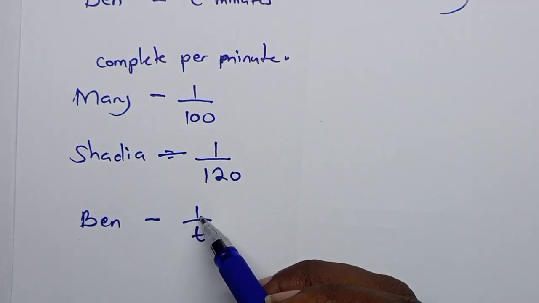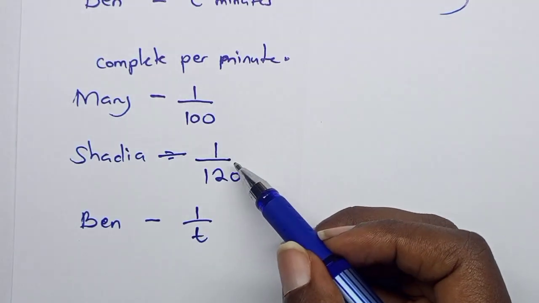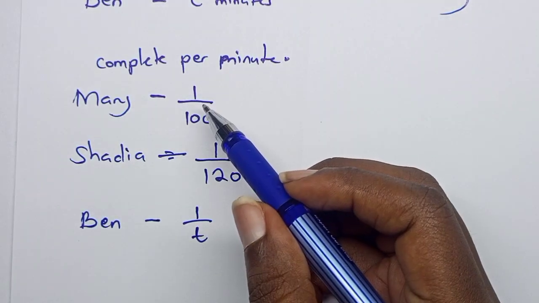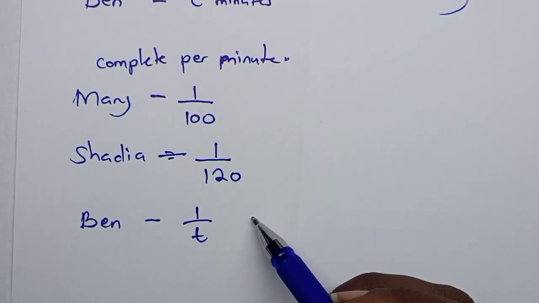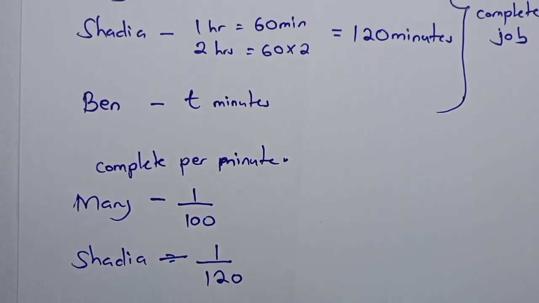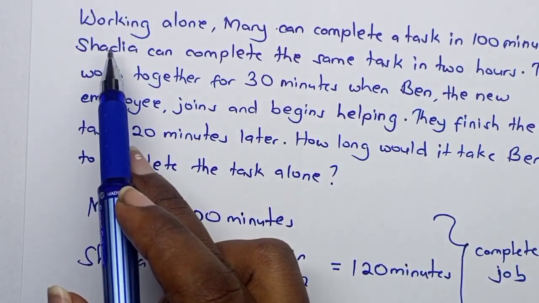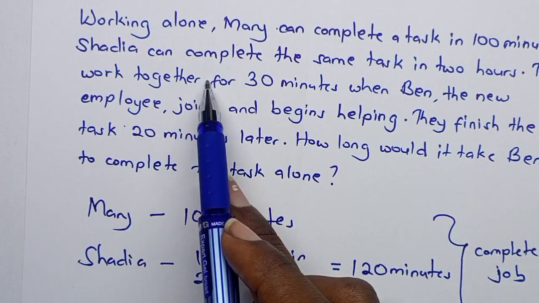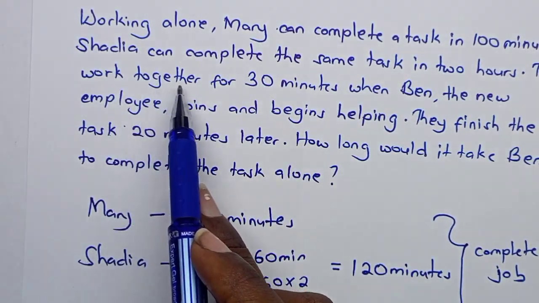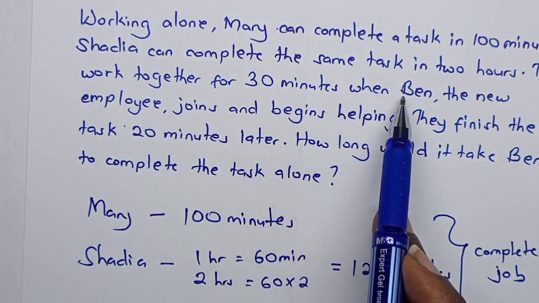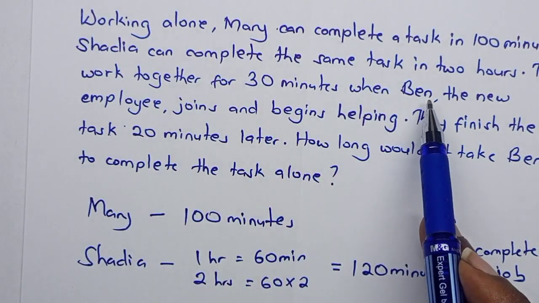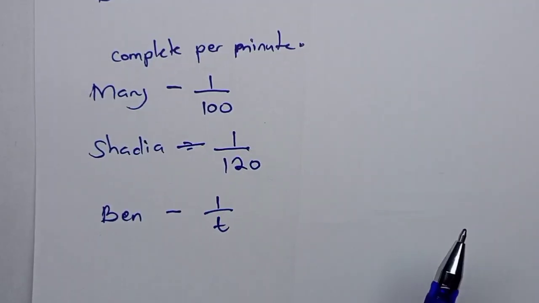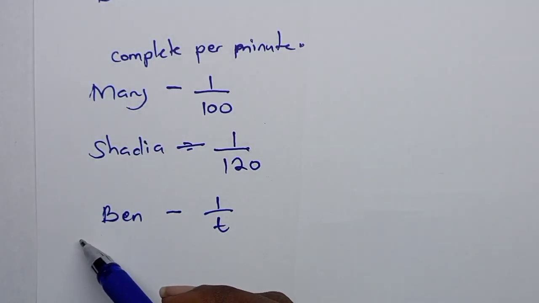So in 1 minute, Ben does 1 over T of the job, Shadia does 1 over 120 of the job, and Mary does 1 over 100 of the total job. Now, remember they weren't all working together for the first half hour. We were told that Mary and Shadia work together for 30 minutes, just the two of them before Ben joined them.